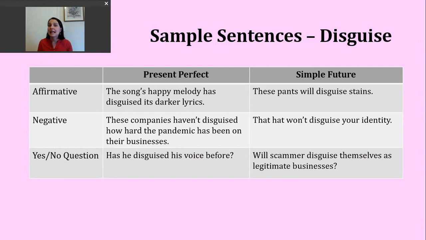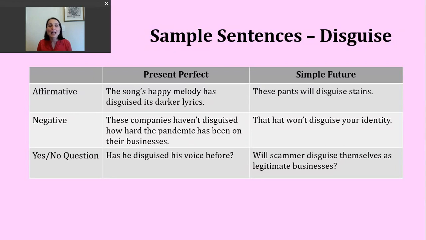If you want to make a yes or no question in the present perfect, you should start with have or has, whichever form matches the subject, and the subject's going to come next, and then the participle form of the verb. Has he disguised his voice before? So this is asking at any point in the past. Has he tried to alter the sound of his voice so that it is not recognizable?